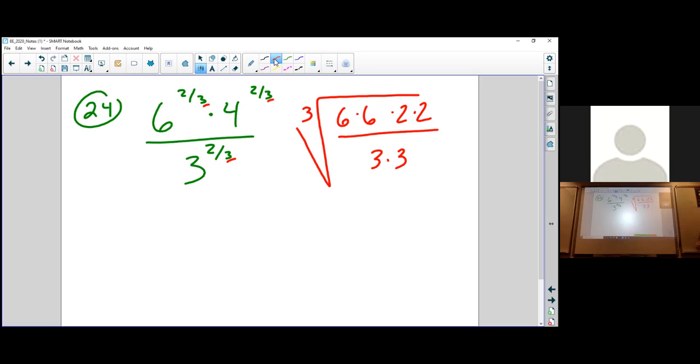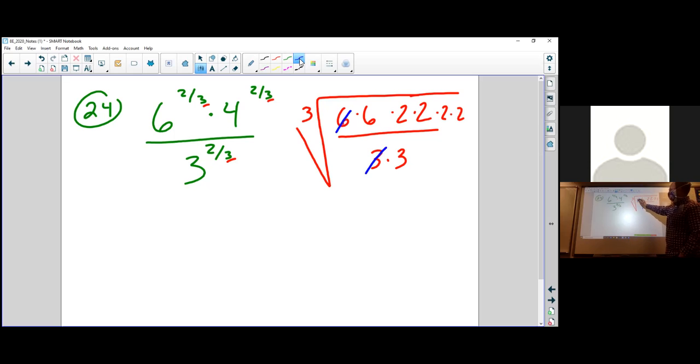It should be 4 times 4. Is that okay now? Okay, thank you. All right, and I guess I could have broken 6 down as well, but I didn't. But we're all under the same radical. So we're under the same radical, so treat this as a fraction.